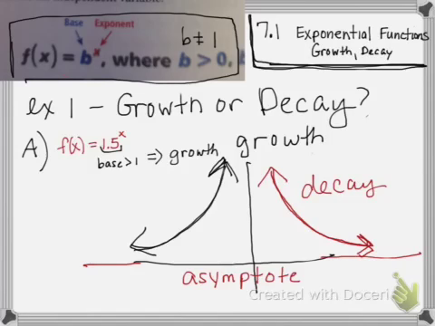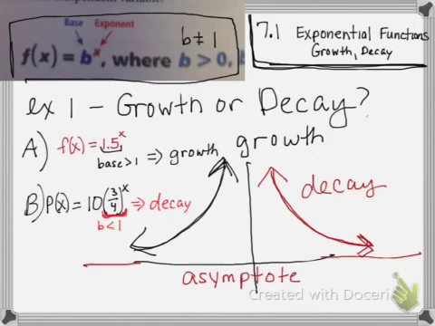Example B. Let's make example B P of x. That's just a new name. But let's put a 10 as a multiplier. And then let's make our base 3/4. Our exponent is still x. So again, we're looking at the base. Where's the base? The base is right here. It's not the 10, it's the thing that's being raised to the power. So since my b is less than 1, or a fraction, I say that this one matches the red graph, or decay.